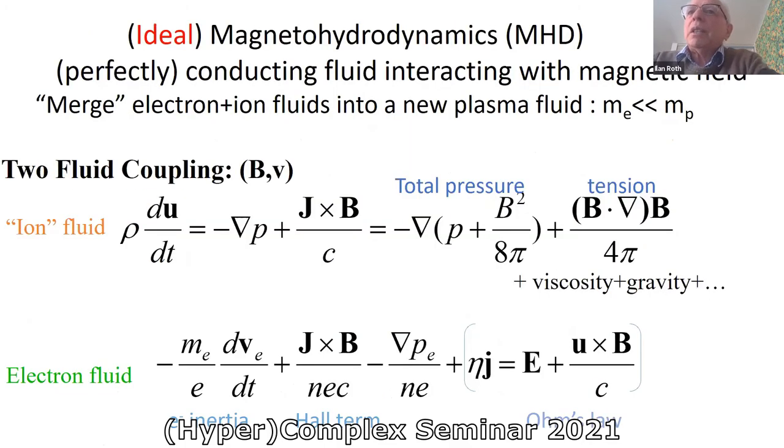And in order to do it, I have to say several things about plasma fluid. So, ideal magnetohydrodynamics: it's a perfectly conducting fluid interacting with a magnetic field. If you couple the electron and proton fields together, we get the so-called ion fluid or plasma fluid. Momentum is modified by pressure, the famous J cross B, which can be split into two terms, pressure and tension. And surely, if you want, you can go to viscosity, gravity, and whatever. The electron fluid itself we leave, but generally we ignore the electron inertia, Hall term, and electron pressure, and we are left with Ohm's law in this context.